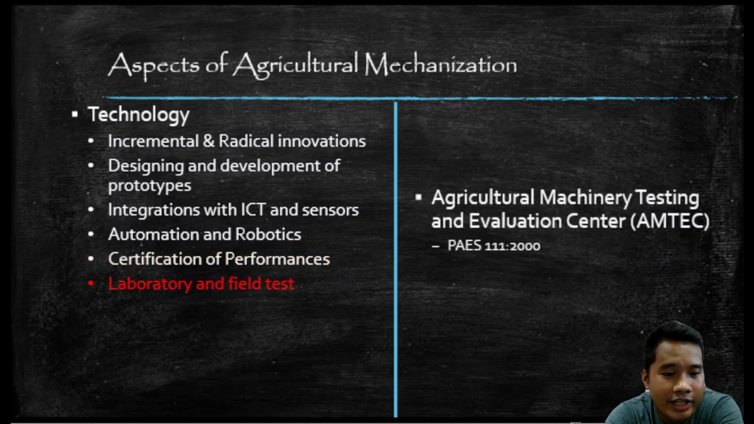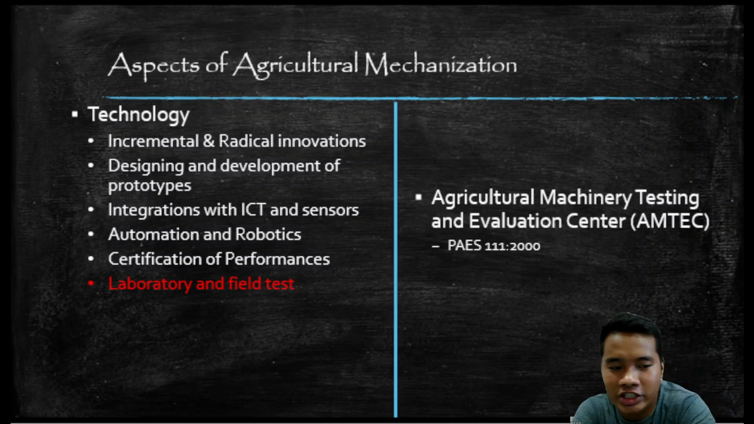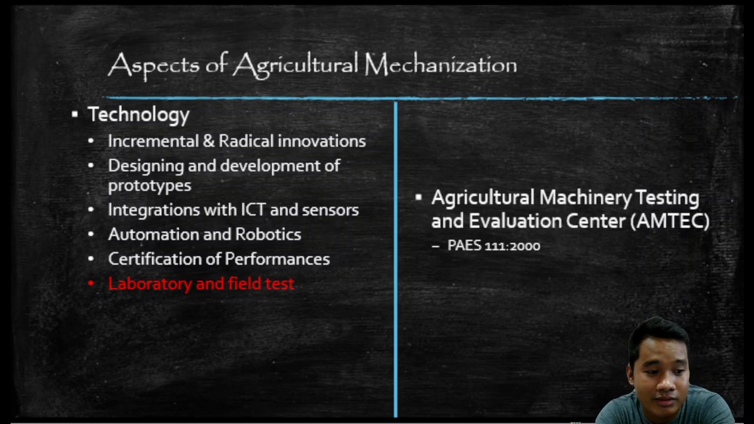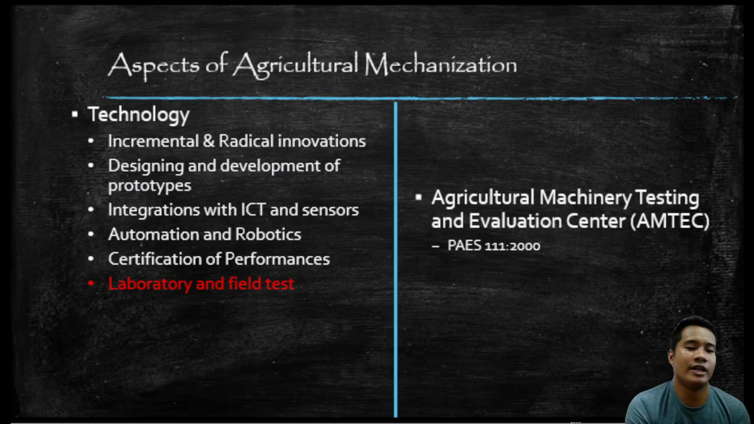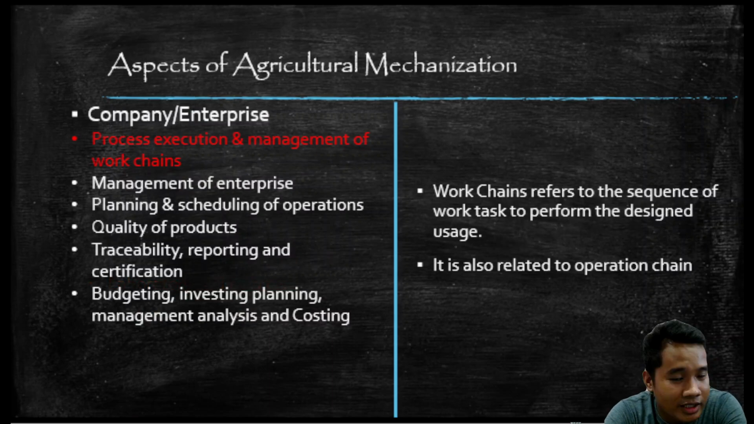Next is the laboratory and field test. Dito mo na talaga makikita the performance of the machinery in terms of in laboratory and in field. Okay? The Agricultural Machinery Testing and Evaluation Center is the one responsible in testing or evaluating this machinery, for example. Okay. Under company or enterprise, first is process execution and management of work chains.